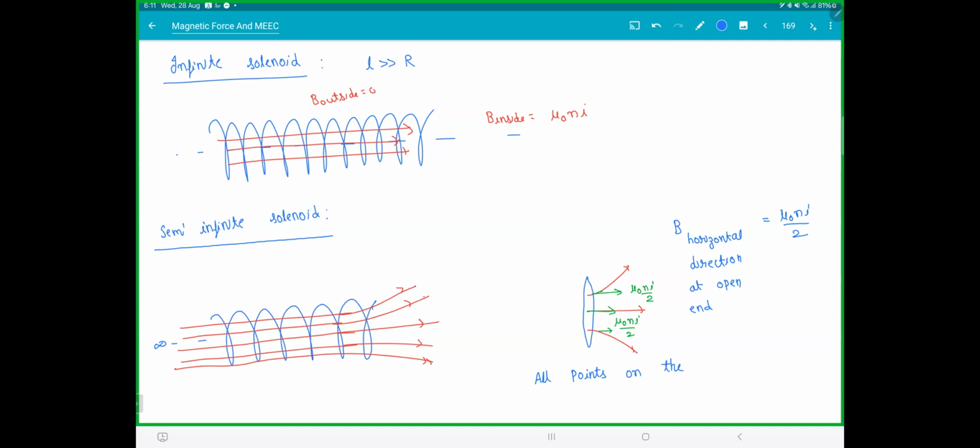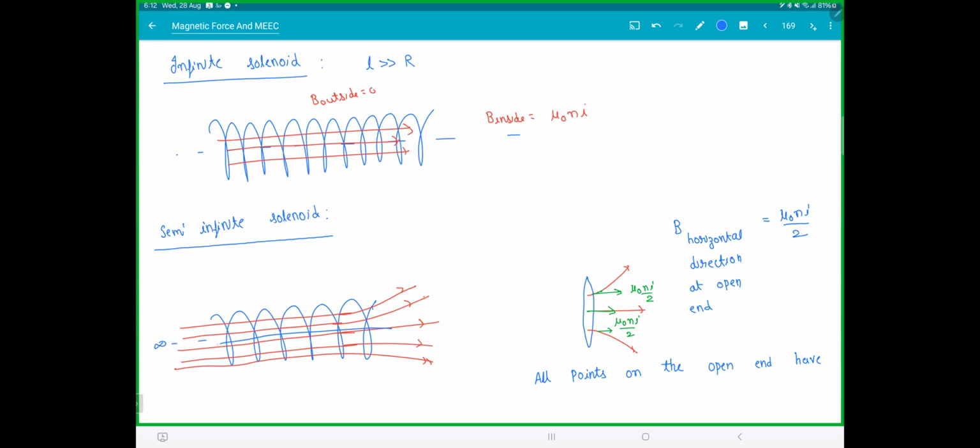No guarantee. Why should it be μ₀Ni by 2? That's what I'm asking. It won't be. Because as we go inside to infinity, it will tend towards μ₀Ni only, right? It should. Yeah, right. What you're saying is right. If you go to infinity, at that point you'll get μ₀Ni. It will tend to μ₀Ni.